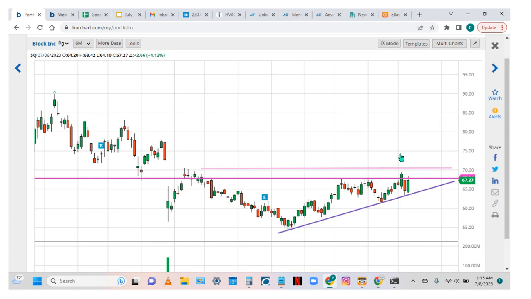That's just a real life example of that pattern. That's all I'm trying to show you guys. It's not a trade recommendation, but if that's maybe a stock you've been watching, that's what I see in this 6-month time frame.